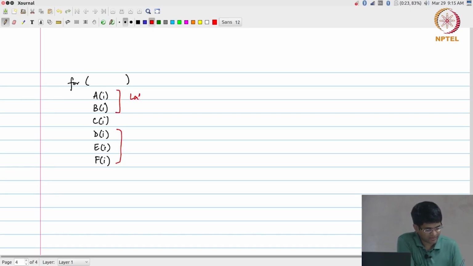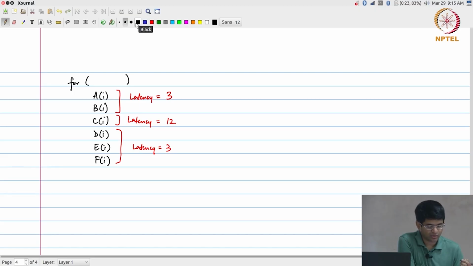These have latency of 3 cycles and this has a latency of 12 cycles. Okay. I need to do this some large number of times or maybe even on an infinite basis. As long as data is coming in, I need to do this computation.